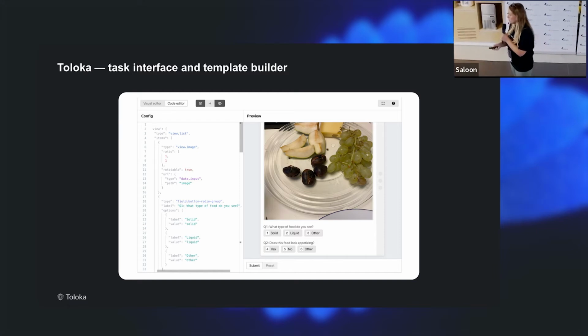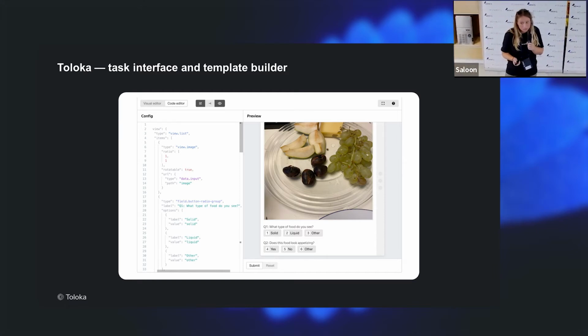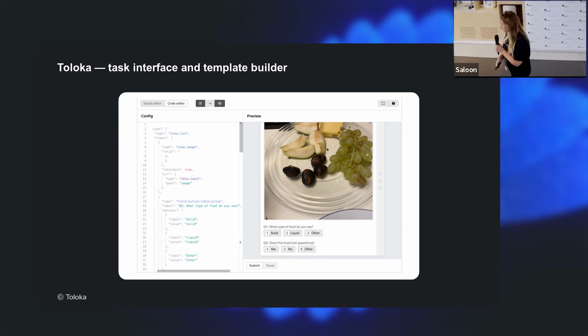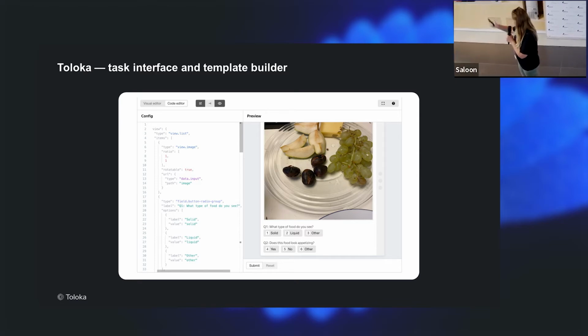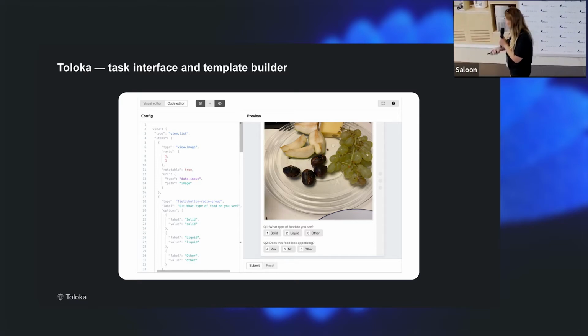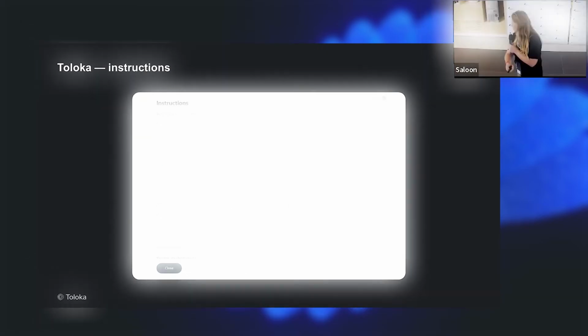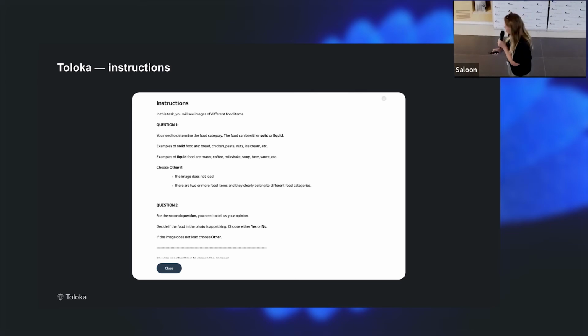I think in this data set collection, it was important. We wanted to include both, something that is objective, the first question, and something subjective, so we can actually analyze the results later. You can see also on the left-hand side how it can be set up using code in Toloka. And this is the interface we have used. I want to show you now the instructions.